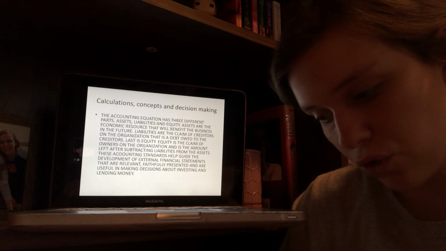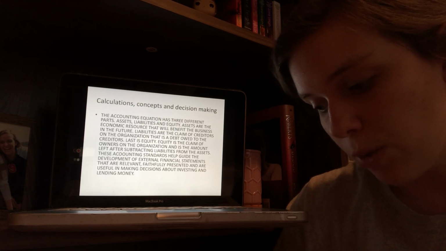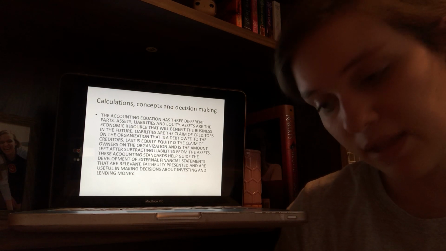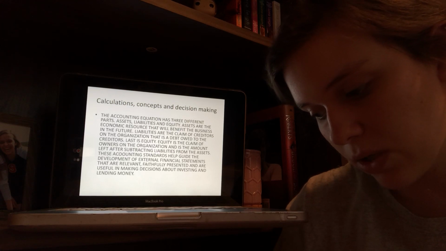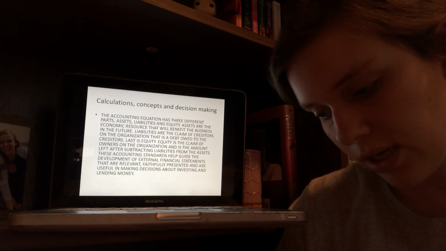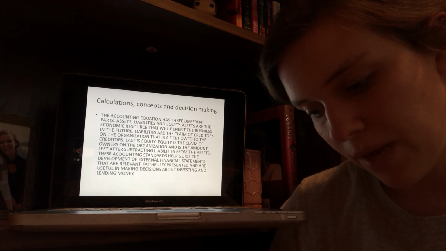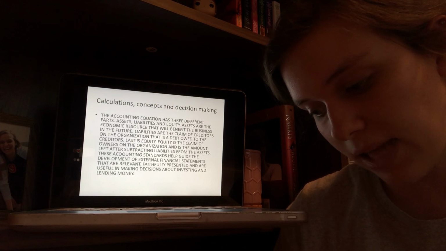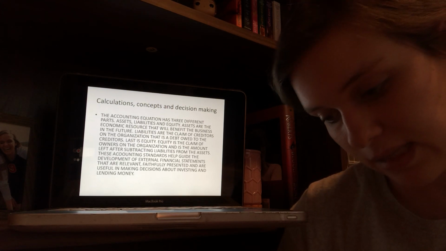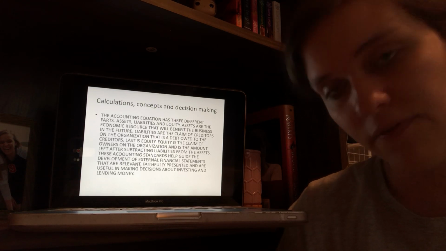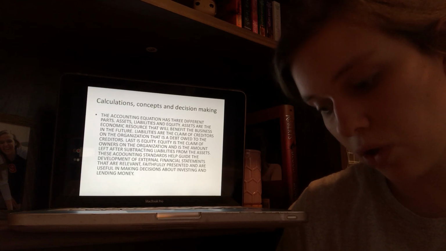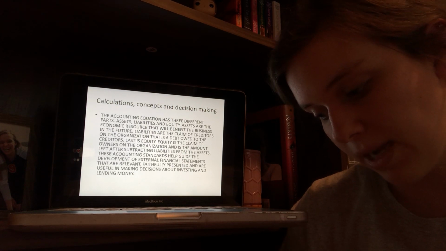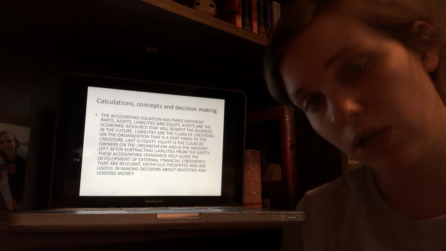The accounting equation has three different parts, like we talked about before, which are assets, liability, and equity. Assets are the economic resource that will benefit the business in the future. Liabilities are the claim of creditors on the organization, that is a debt owed to the creditors. Last is equity. Equity is the claim of owners on the organization and is the amount left after subtracting liabilities from the assets. These accounting standards help guide the development of external financial statements that are relevant, faithfully presented, and are useful in making decisions about investing and lending money to others.